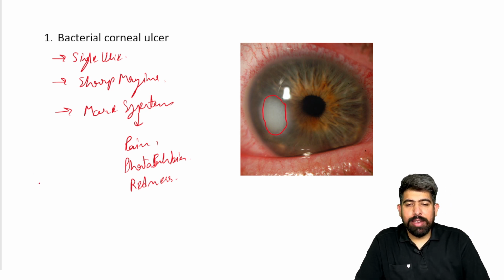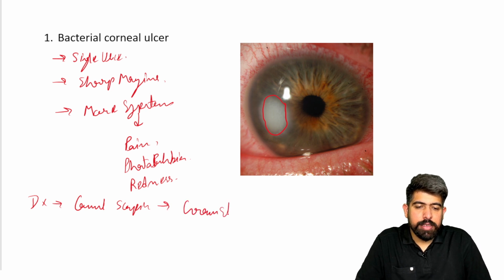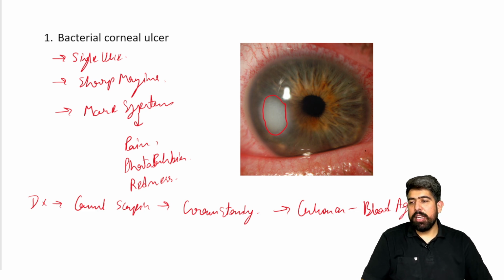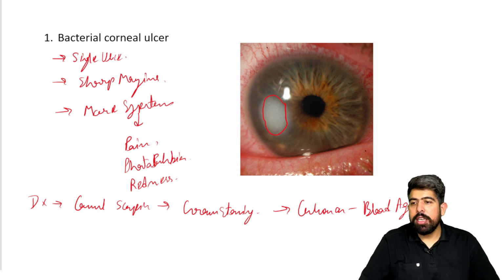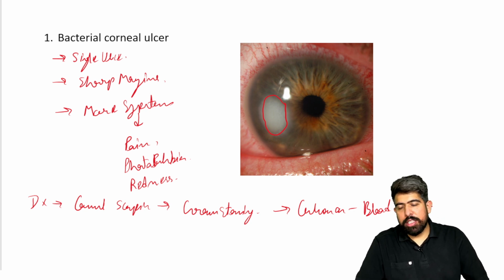If we're talking about the diagnosis, how will we make it? We can do corneal scraping, and we can do the gram staining of it. With the gram staining, we can also do the culture on blood agar.